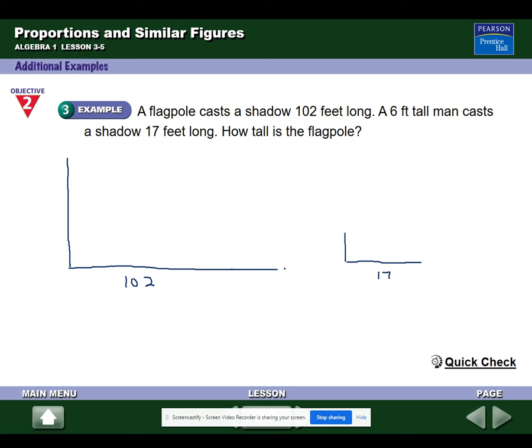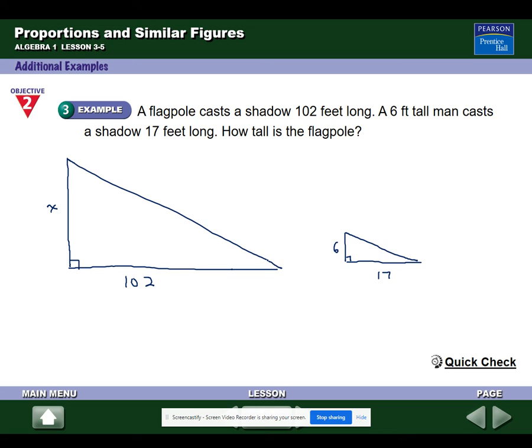Now, would you agree that these are similar figures? You should. Hopefully the man is standing straight up and down, perpendicular with the ground. Hopefully they planted the flagpole to be just the same. And if this man is 6 feet tall and we want to know the height of the flagpole, we can set up a proportion because these are really similar figures. Similar right triangles is what they are, right? Now, why are they similar?